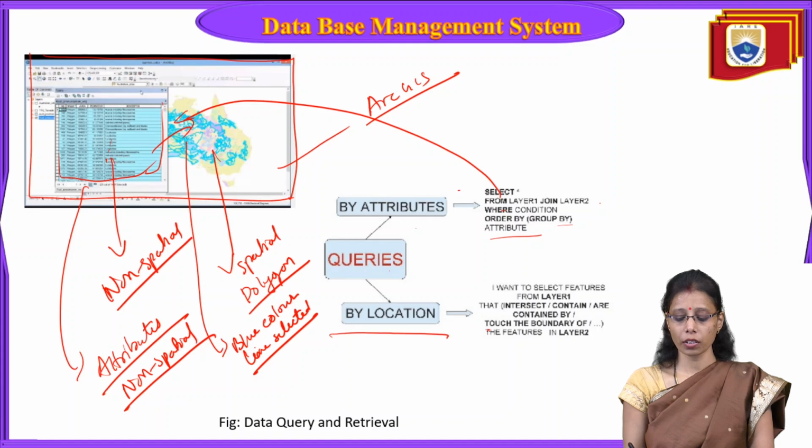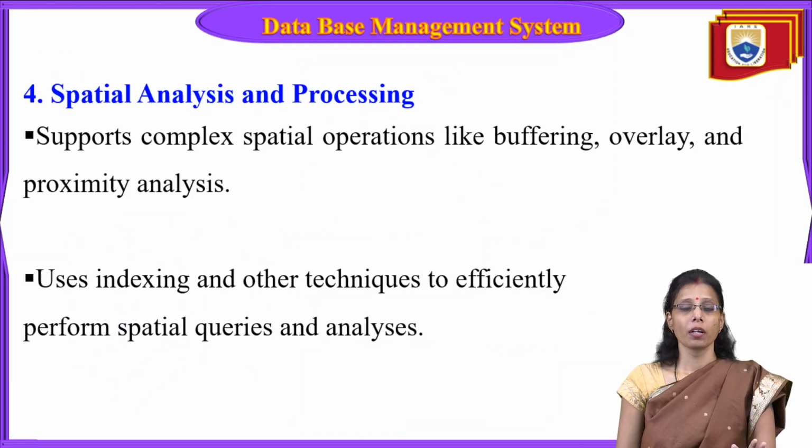So query by location. If you want to select the features from layer 1 that intersect, are contained by, or touch the boundary of the features in layer 2. So these queries can be done by the attributes, and they can be done by the locations. We can do selection by location, and you can do the query by the attributes also by selection. This type of queries we do in the GIS process when the data is fed in the DBMS. So database management will help us to do all these queries. Once the data is not available, the query is not possible.